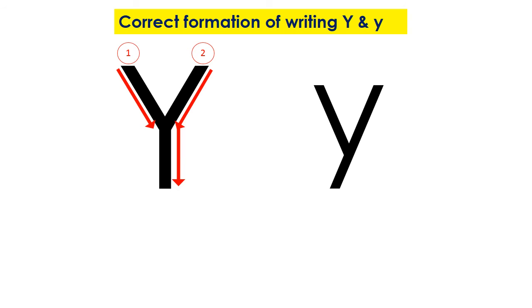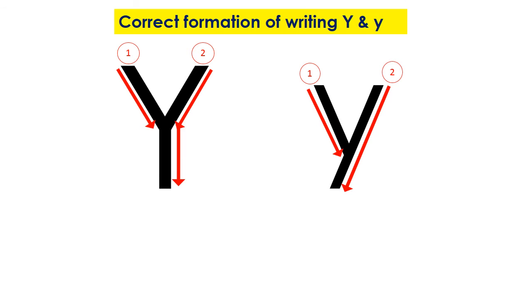Alright? Okay. Next, simple Y. Start from the middle and make a slanting line down to the right till the center. Go back to the middle and draw a slanting line down to the left, reaching the bottom. There are only two parts for both capital Y and simple Y. I hope by looking at these red arrows, you all can get an idea.